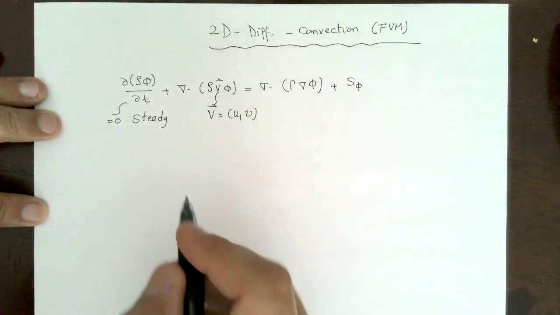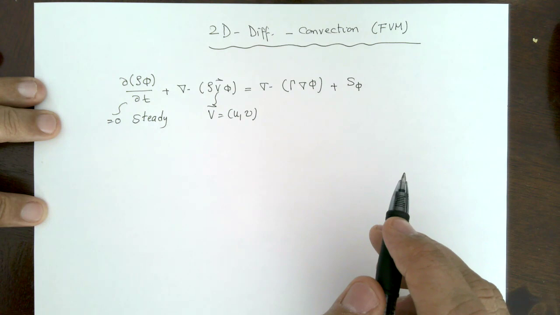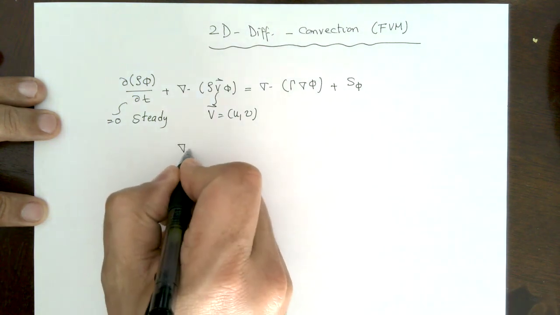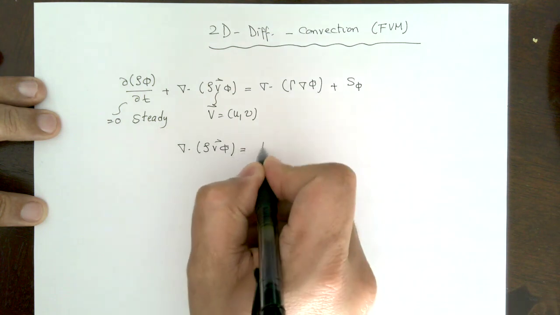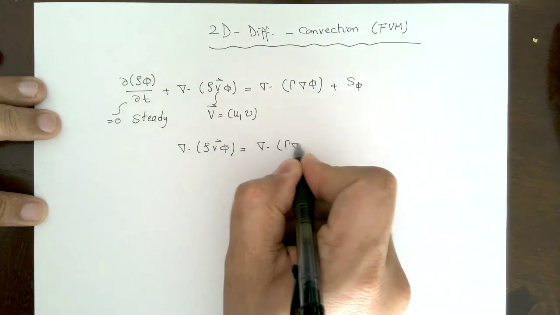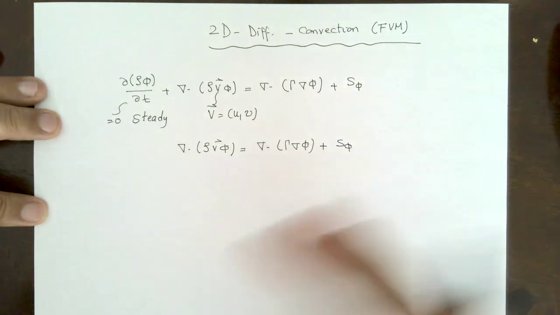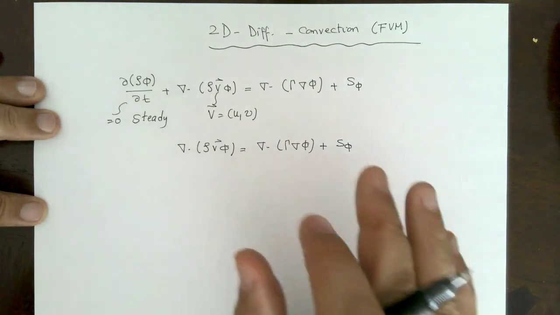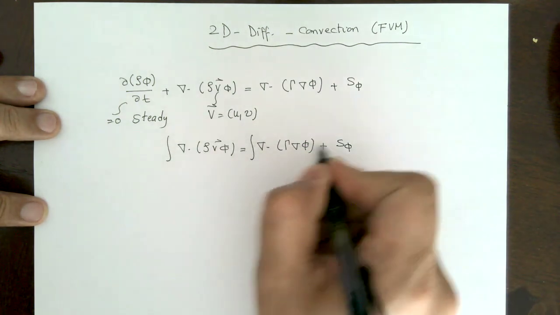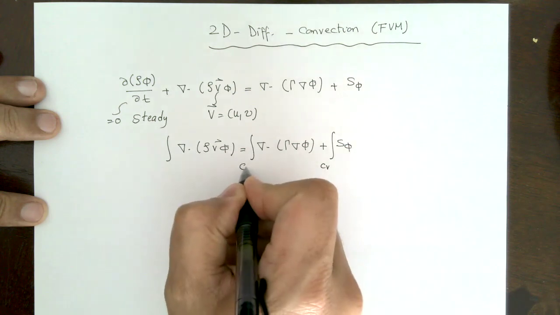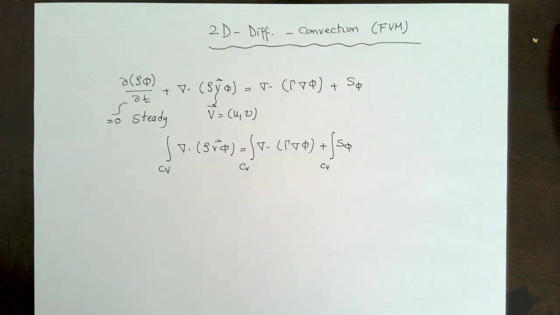So the simplified equation here to meet that 2-dimension diffusion convection problem would be nabla dot rho v phi equal to nabla dot kappa nabla phi plus, depending on whether you have a source or you don't have a source, you keep that. After you simplify the transport equation, you're going to integrate that over the control volume. That's the approach or the methodology in the finite volume method.